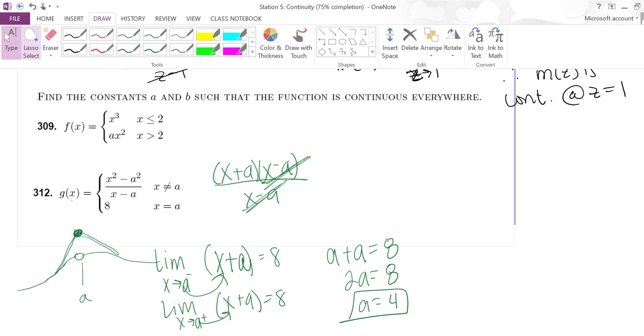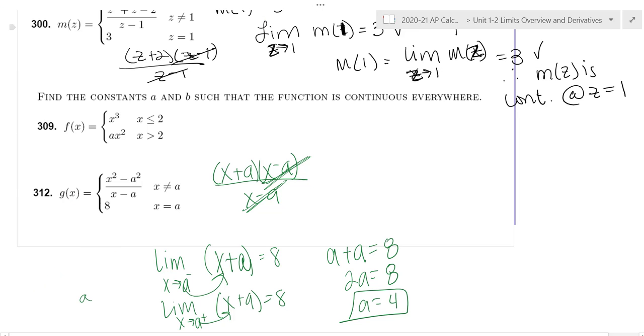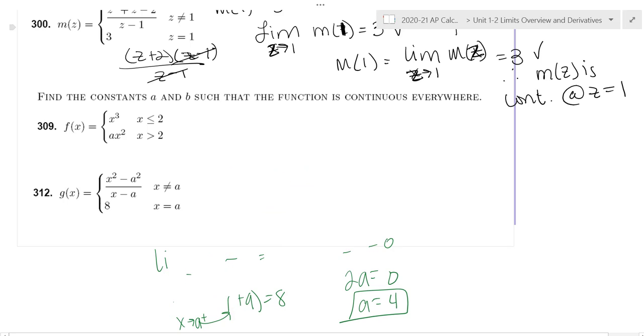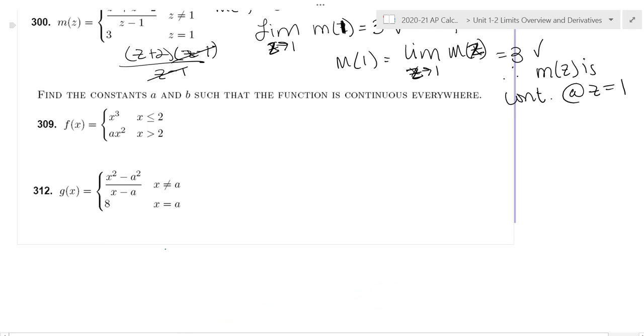Number 309, find the constants a and b such that the function is continuous everywhere. So let's get this done here. Let me get rid of all this work so I can work from a blank slate. So if they are continuous, that means the left and right hand side have to be equivalent. So I'm going to say the limit as x approaches 2 from the left of f of x needs to equal the limit as x approaches 2 from the right of f of x.